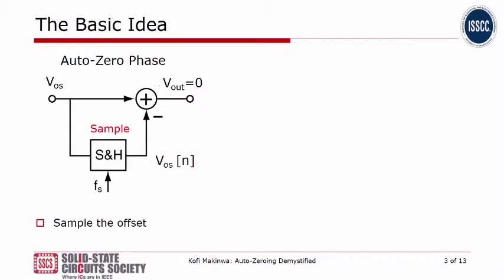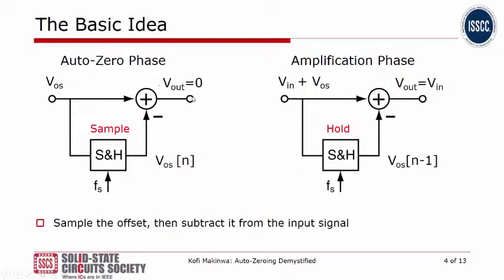This is a block diagram of an auto-zeroed system. Fundamentally, it works in two phases. So what you're seeing over here is the auto-zero phase. During the auto-zero phase, the offset is sampled by a sample and hold and subtracted from the original offset, resulting in an output voltage of 0. During the subsequent amplification phase, the signal is present and also the offset of your system. But because your sample and hold remembers the stored value of the offset, the final output just contains the input signal. So the offset has been cancelled.